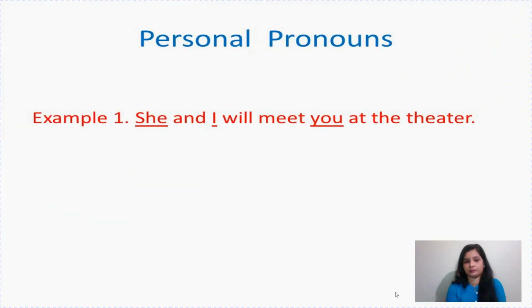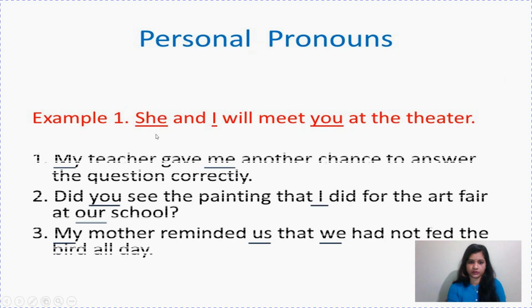Let's see a few examples of personal pronouns. She and I will meet you at the theater. Children, can you notice here we have used all the three kinds of personal pronoun. First person is the speaker, so it is I. Second person is the listener, so it is you. And third person we are speaking about, so she. We have used all the three kinds of personal pronoun here. Let's see more examples.